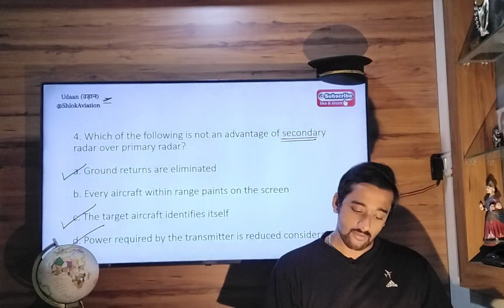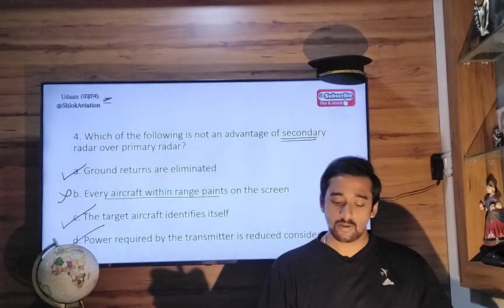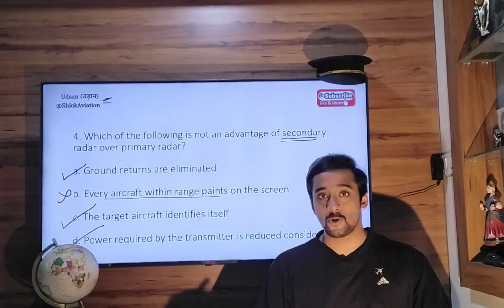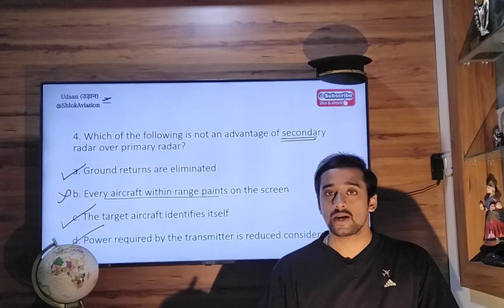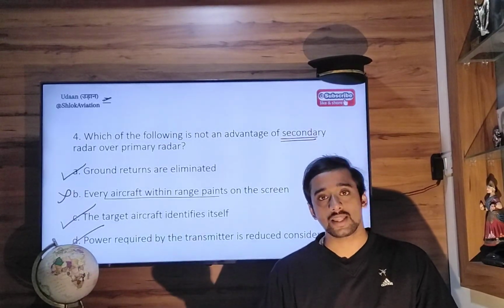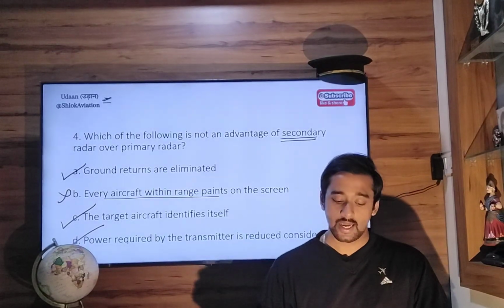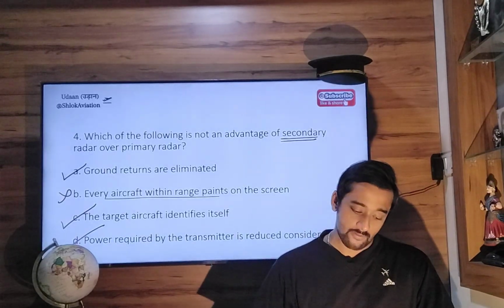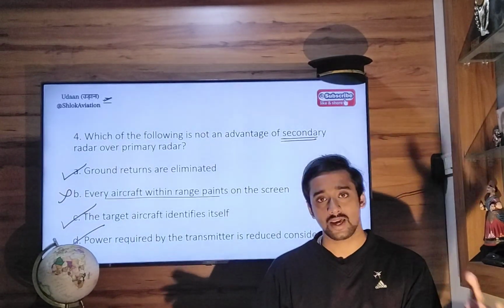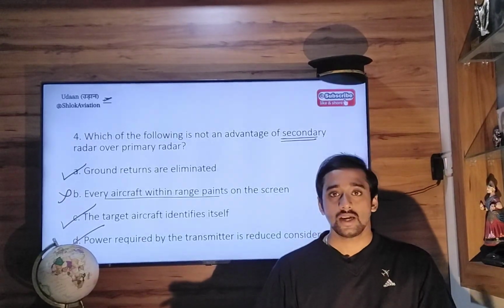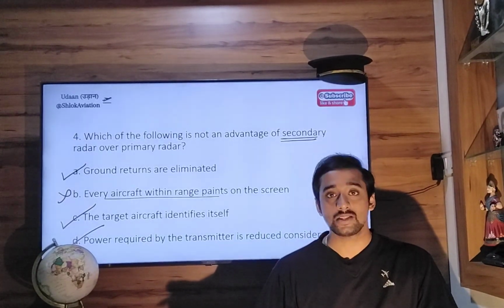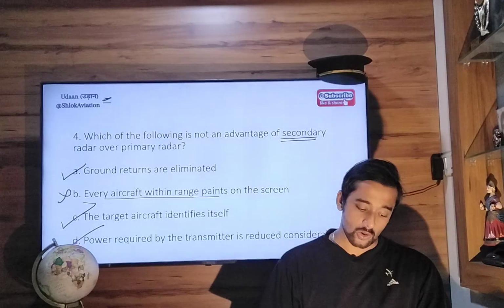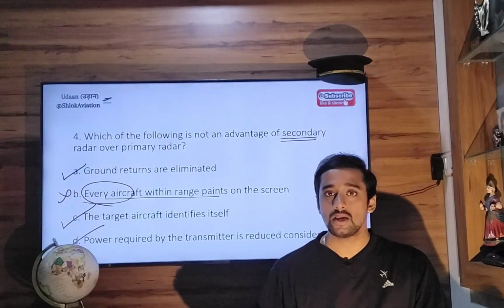So what the disadvantage is that every aircraft within range paints on the screen. In case of secondary radar, your aircraft must have a transponder on board. It must have a particular airborne equipment called transponder on board. Only then the secondary radar will be able to detect that aircraft and represent it on the screen of the ATC controller. Okay, so every aircraft within range, no. If there are any aircraft which do not have transponders, they won't be detected by secondary radar. They will still be detected by primary radar, but not secondary radar. So every aircraft, no. Only aircraft with transponders will be spotted, detected.